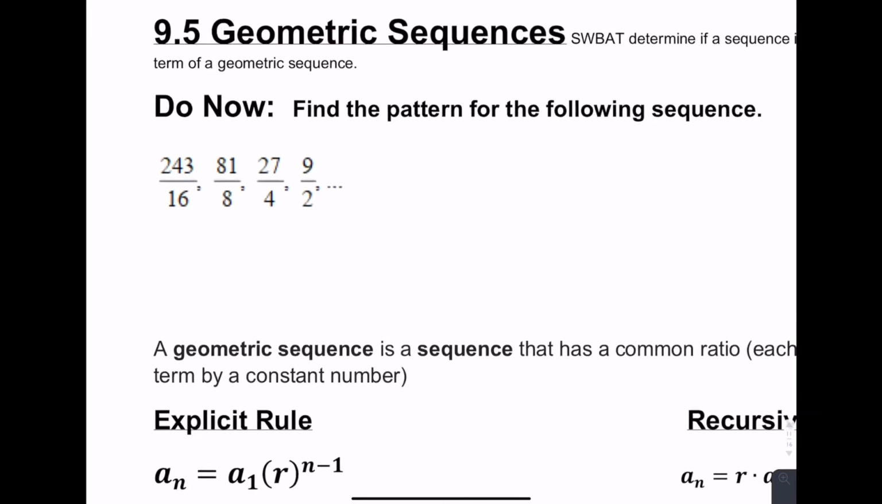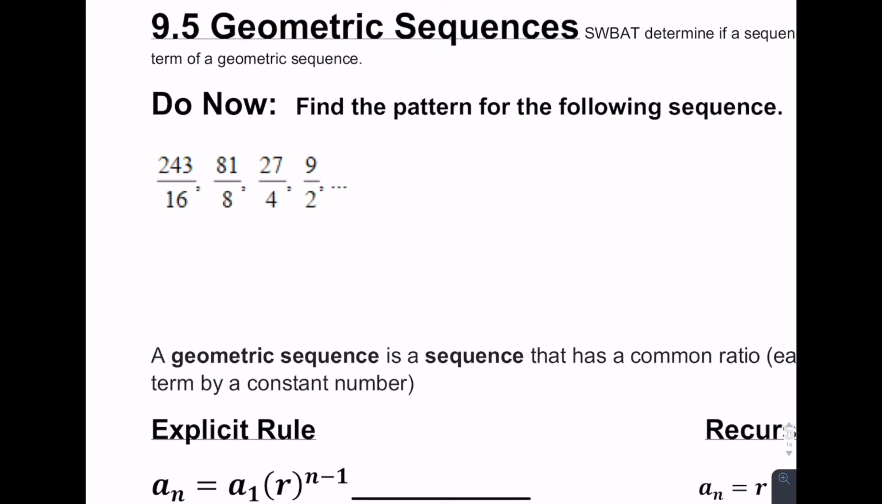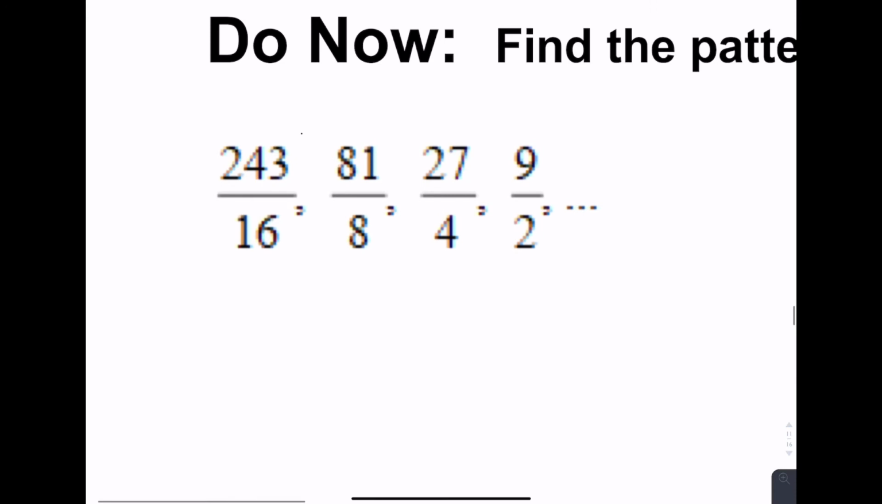So the do now is actually impossible to do until I teach you what you need to do. Because if you try to do it arithmetically, it's not going to work. No matter what you add, it's going to be different every single time. You'd have to subtract some weird number, and then subtract another weird number. So this one, you actually have to see what you multiply and divide. So for the top, you're dividing by 3 every single time, and that gives you the next number. And then the bottom, you're dividing by 2.